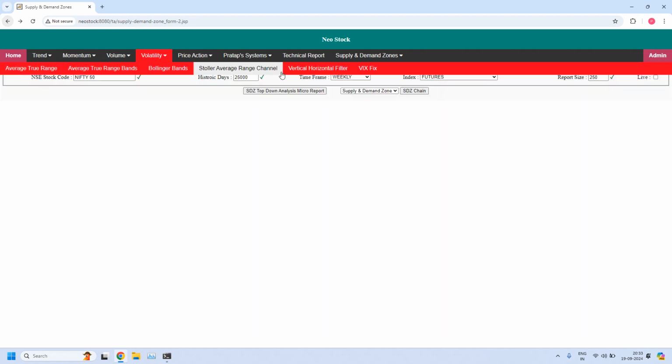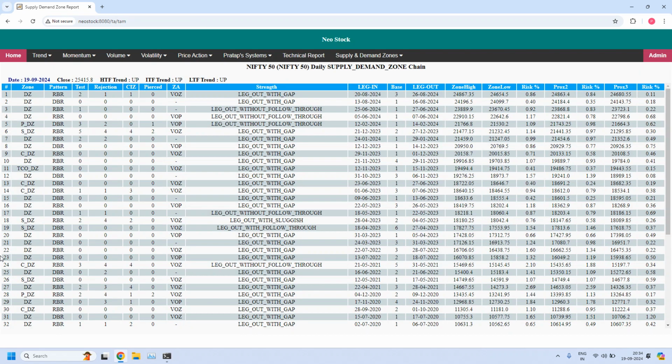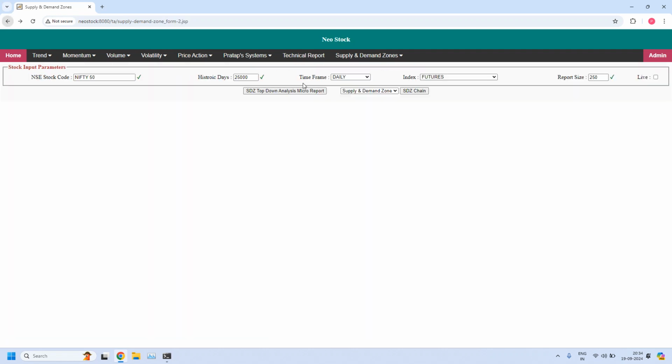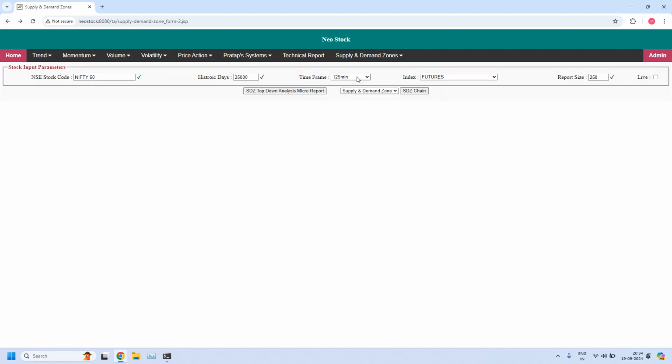Okay, the next time frame is daily. I am generating daily supply demand zone chain for NIFTY. Next time frame is 125 minutes, generating 125 minutes supply demand zone chain for NIFTY. Next time frame is 75 minutes. I am generating 75 minutes supply demand zone chain for NIFTY.